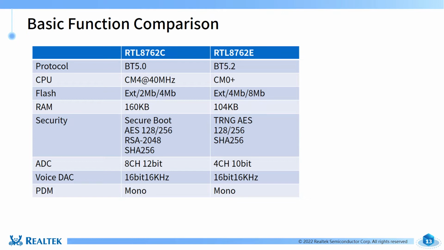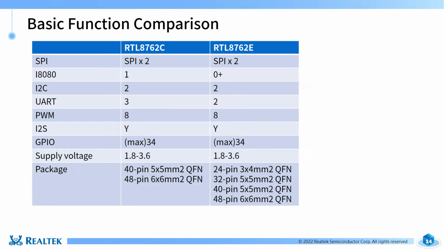For RAM space, the RTL8762C has 160 kilobytes, while the RTL8762E only has 104 kilobytes. For the ADC, the C series has 12 bits, and the E series is 10 bits. The table on this page lists some of the support for peripherals such as SPI, I8080, and I2C, etc. There is little difference between the two overall, but E series does not support the I8080.